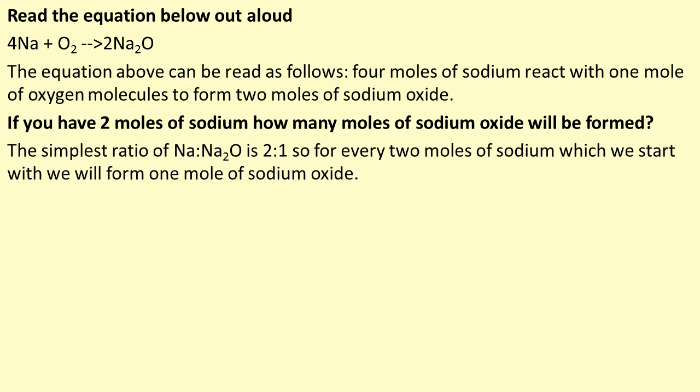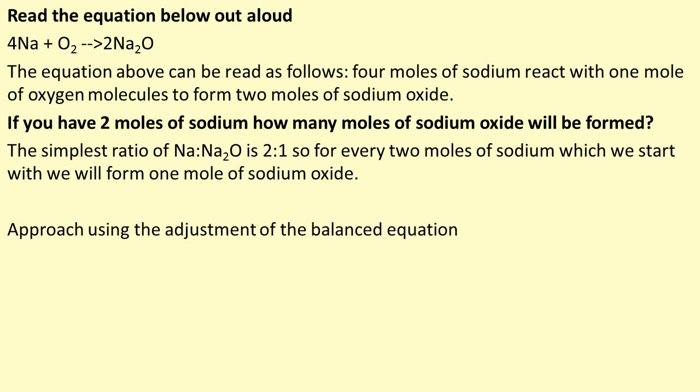If we look at the chemical equation, we can see that the simplest whole number ratio of sodium to sodium oxide is 2 to 1. So for every 2 moles of sodium which we start with, we will form 1 mole of sodium oxide. We could also take the approach of adjusting the balanced equation by changing it from 4 moles of sodium to 2 moles. We can do this by dividing the quantities in the equation at the top by 2.